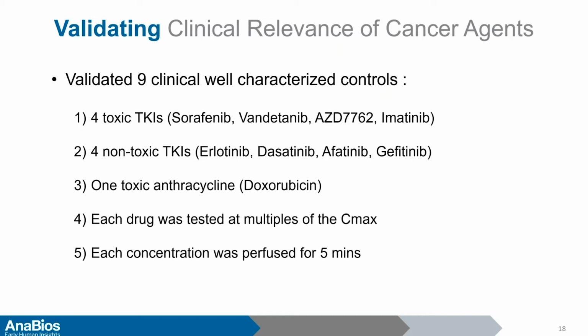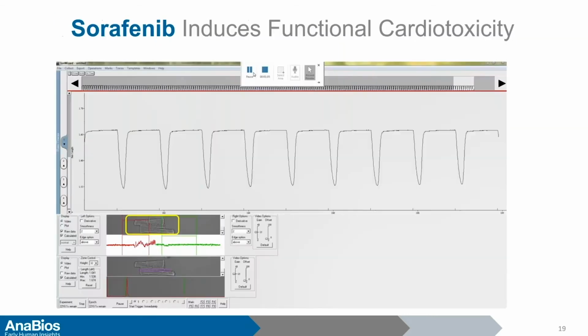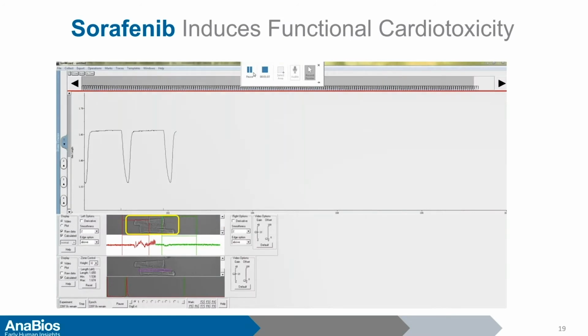We tested each drug at multiples of the Cmax, and we perfused each concentration of each drug for 5 minutes. 5 minutes here has been used because we wanted to assess the potential of the myocyte to predict any potential acute cardiotoxicity. This slide shows you an experiment we conducted with sorafenib. Sorafenib is a toxic tyrosine kinase inhibitor.